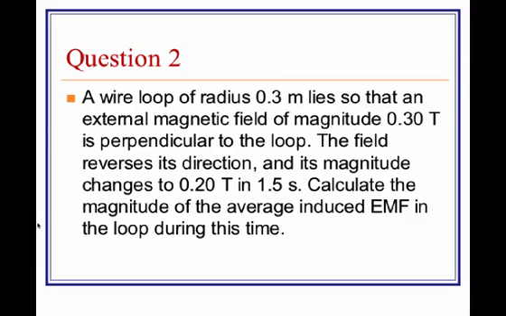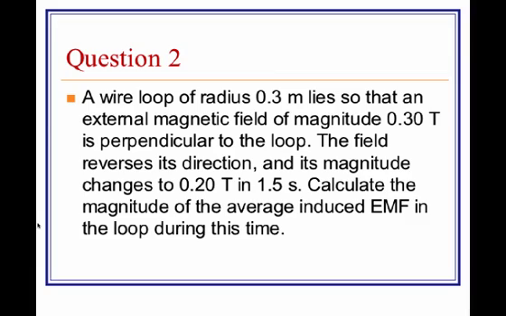Question number 2. A wire loop of radius 0.3 meters lies so that the external magnetic field of 0.3 Teslas is perpendicular to the loop. The magnetic field reverses its direction and its magnitude changes to 0.2 Teslas in 1.5 seconds. Calculate the magnitude of the average induced EMF in the loop during this time.